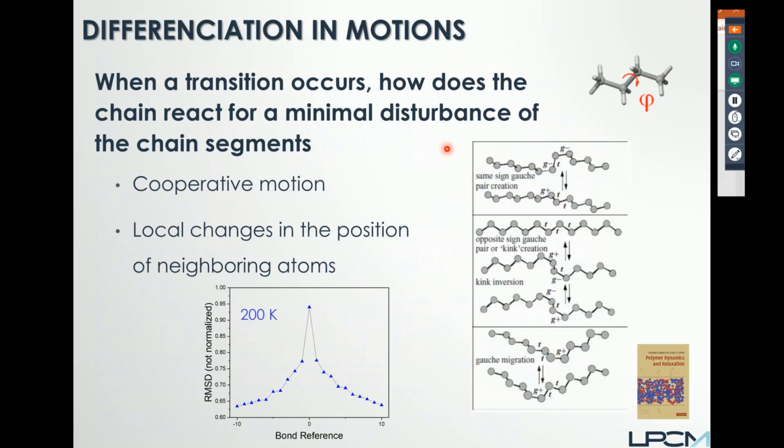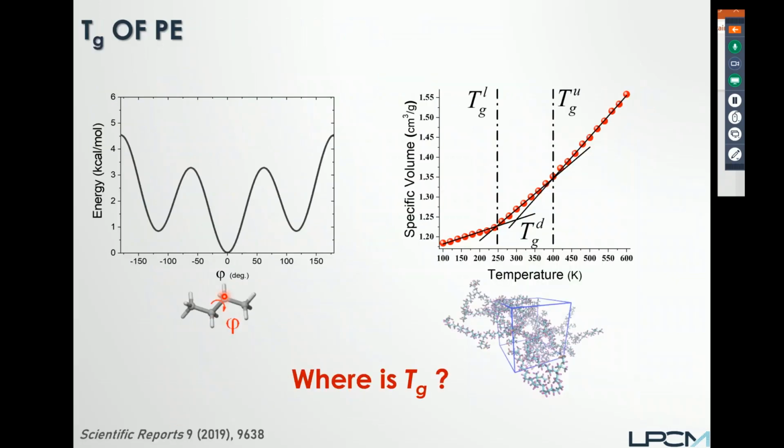So we can also differentiate the different motions. There are two kinds of motion when you go from trans to gauche. You can have cooperative motion, for instance, in this book from Boyd, Polymer Dynamics and Relaxation, also Monroe. But you have also local changes in the position of neighboring atoms. So at low temperature, you can have a transition from trans to gauche, but without any effect on the other dihedral angle. Only the neighboring atoms change their position, and it's important at low temperature. I won't go into details. All the details can be found in this article.